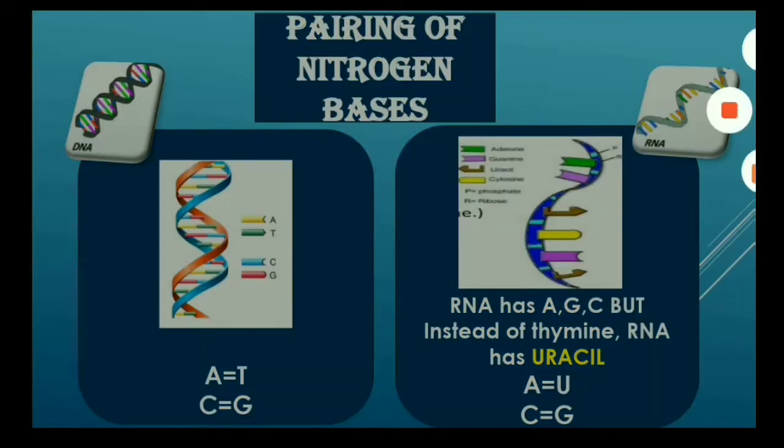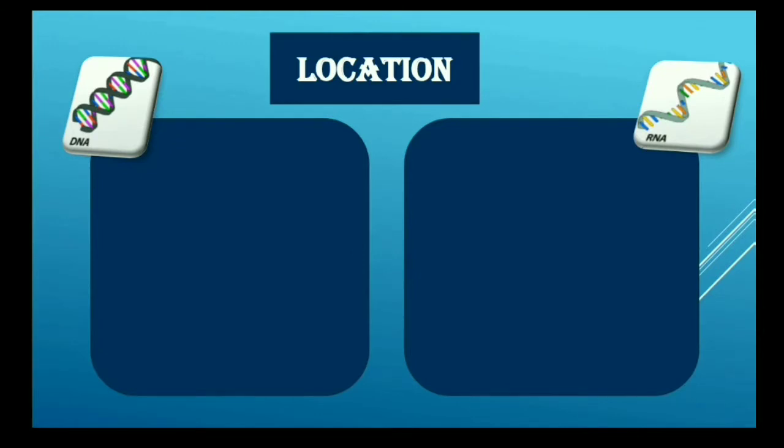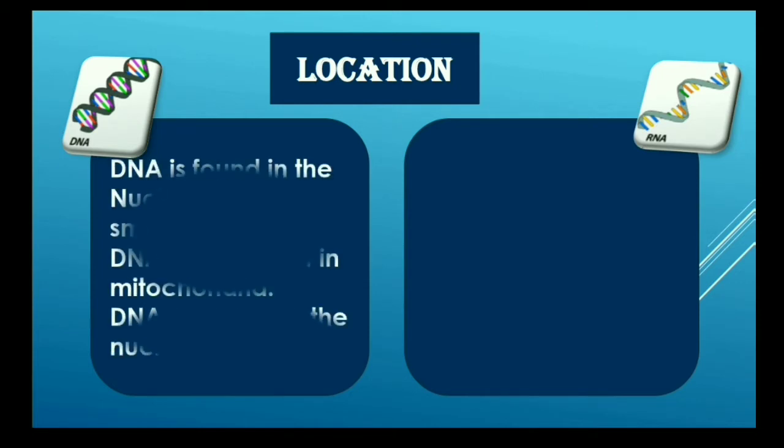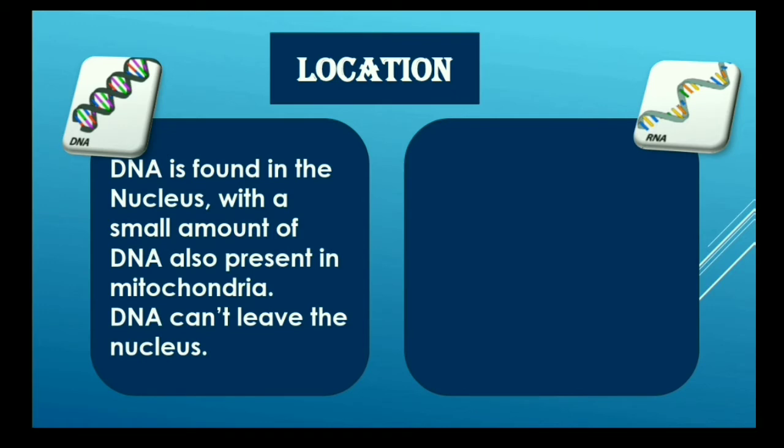Okay, so next is the location of DNA and RNA. Let's discuss DNA first. DNA is found in the nucleus, with a small amount of DNA also present in the mitochondria. Do you know that the DNA present in the mitochondria is called mitochondrial DNA? Otherwise, DNA is present in the center of the nucleus. Keep it in your mind that DNA can't leave the nucleus. So where is the location of DNA? It is the nucleus.